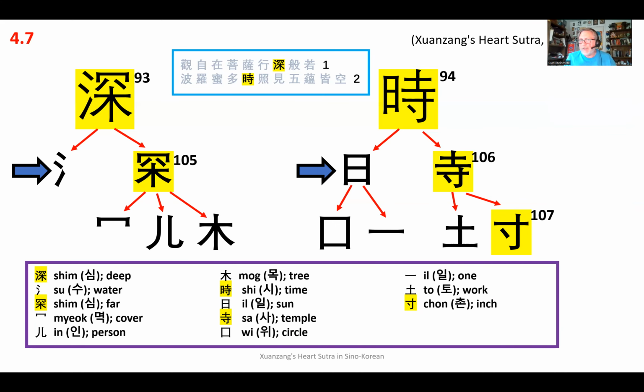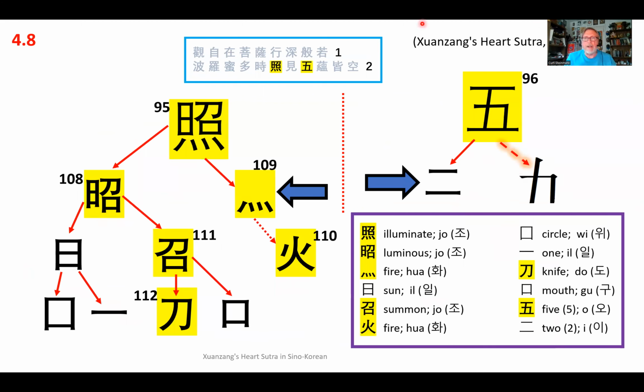Okay, trying to advance to the next slide now. Okay, so now we are on the characters for illuminate. This is illuminate, or Jo, and this is O, which is the pronunciation for 5 in Sino-Korean.